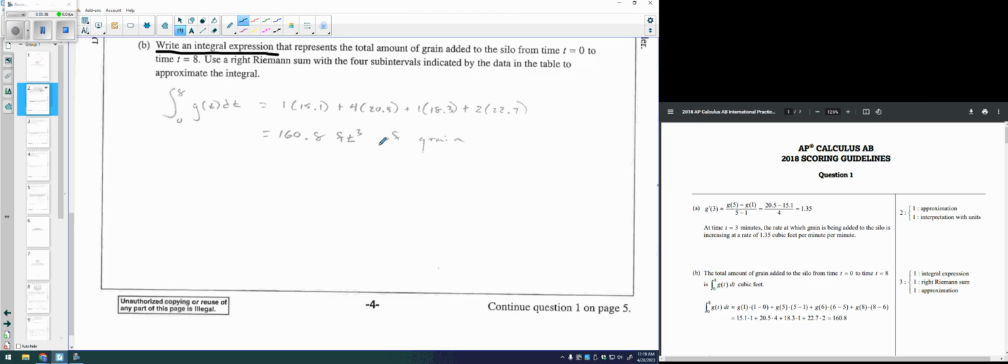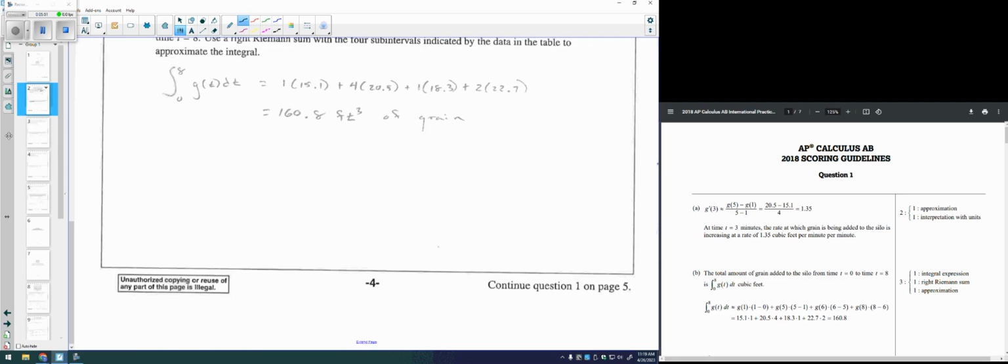That's how much grain has come into the silo, has been added to the silo from time equals 0 to time equals 8. And technically that's how much is in there because we started off with 0. Okay, question C.